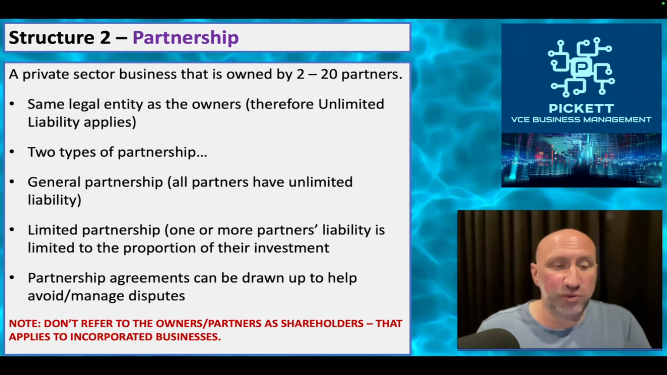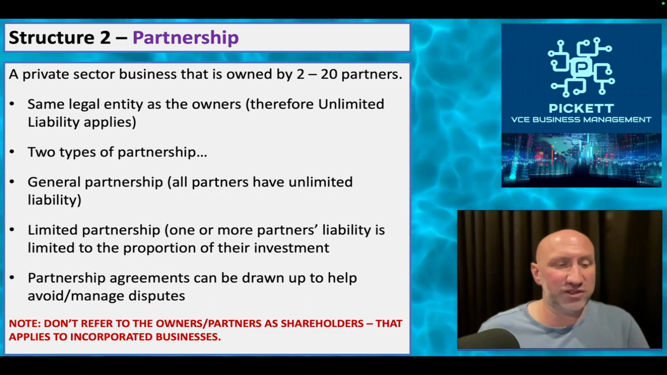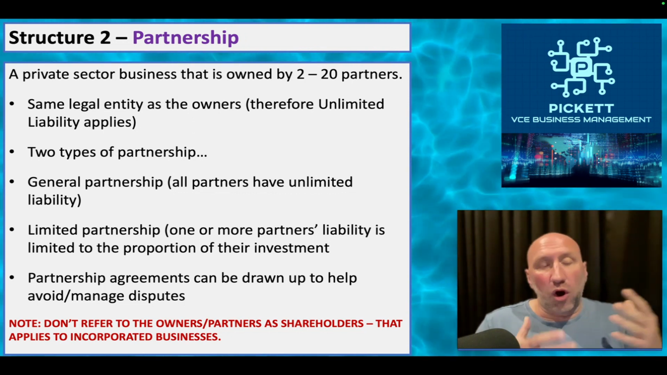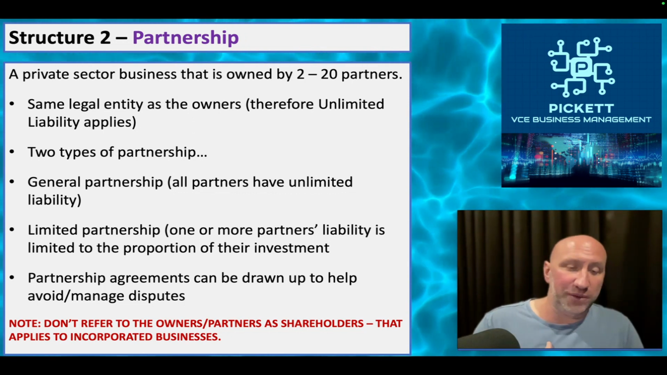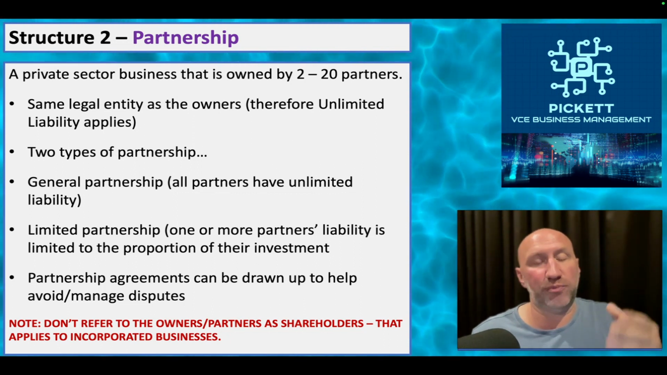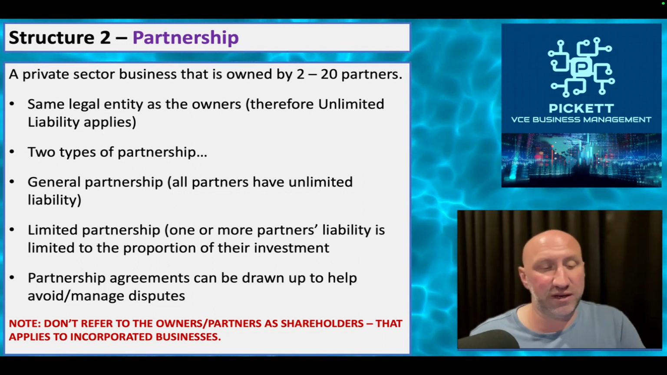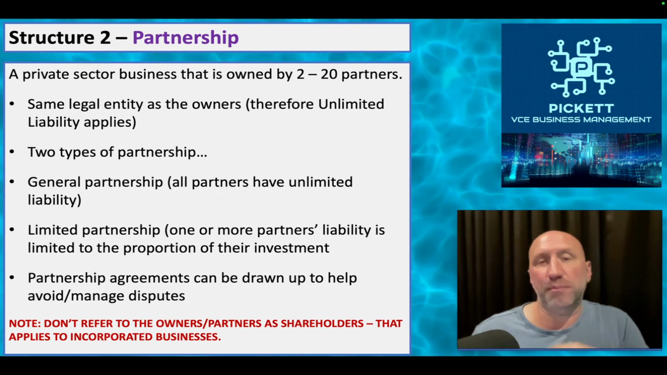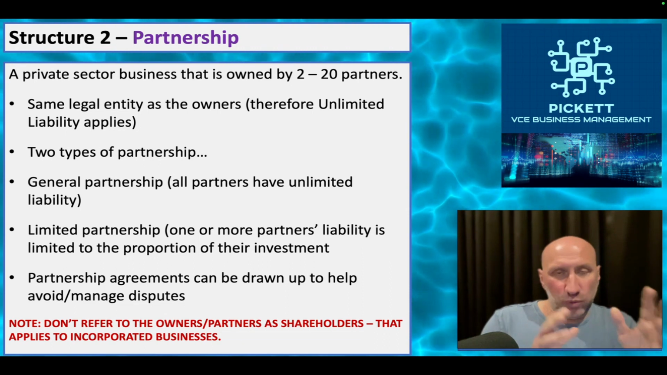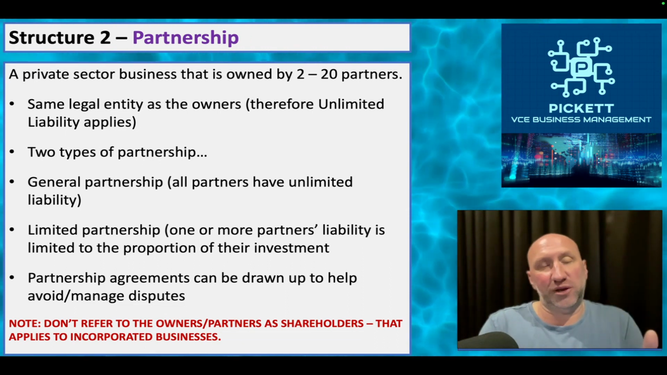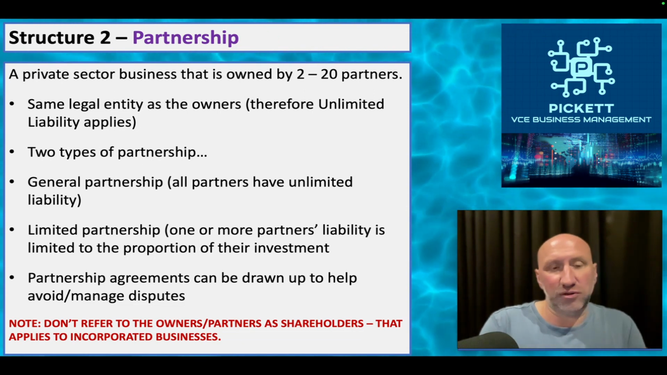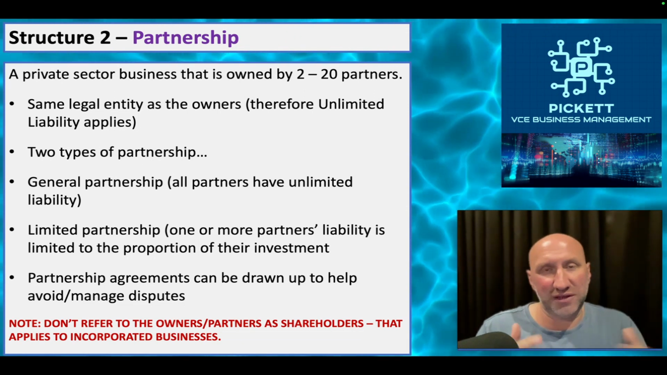Two types of partnership we could go for. So these are the features. All partners have unlimited liability, or we can have a limited partnership where one or more of the partners' liability is limited to the proportion of their investment in the business in the first place. And partnership agreements could be drawn up to explain which way this particular partnership is set up, so that if there's any disputes later, we can go back to look at the partnership agreement and see how things are going to be divvied up.